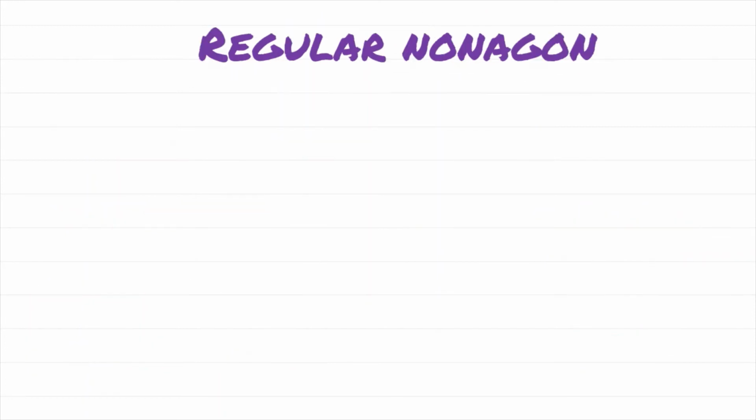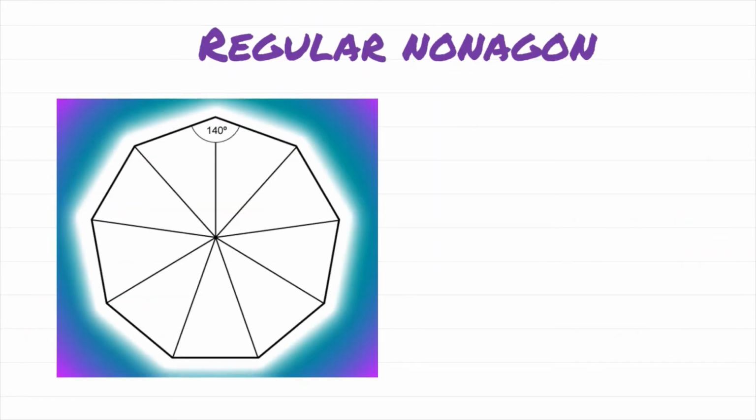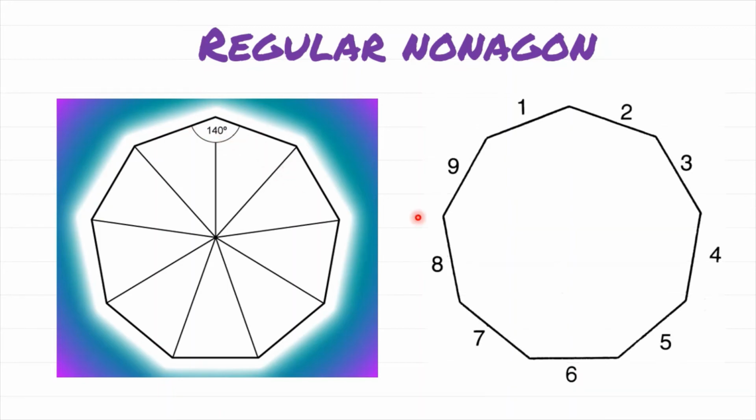Next. Ito po yung regular nonagon. Kung makikita ninyo, 140 po yung bawat angle niya at same po yung sides niya. So 9 sides. So that is regular nonagon. Next, okay, let us practice.